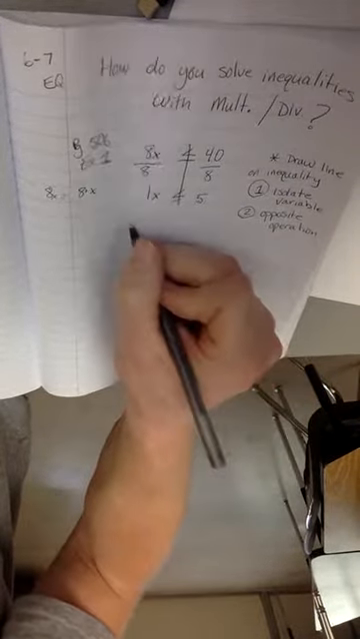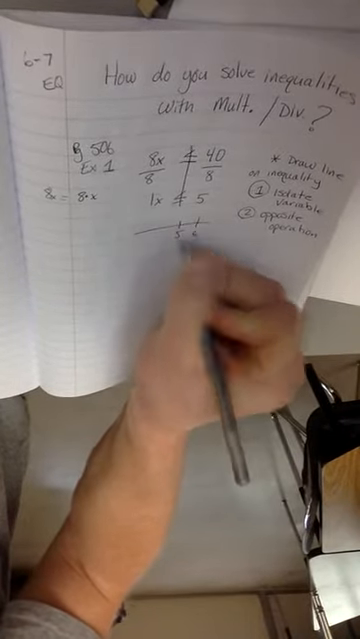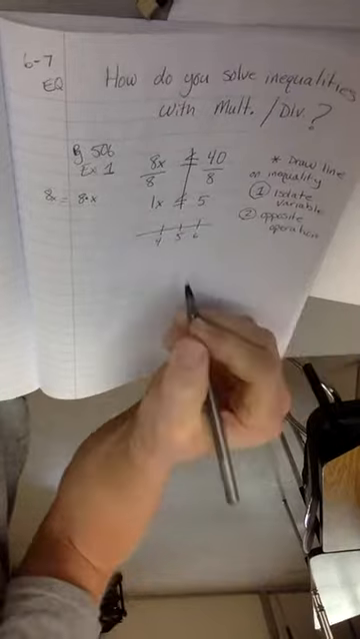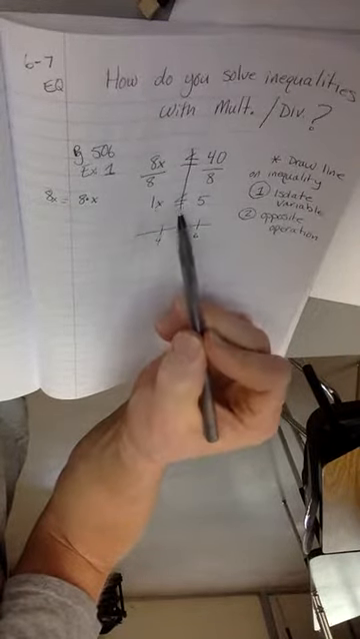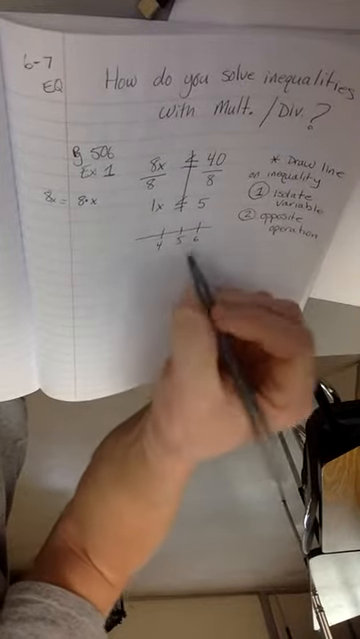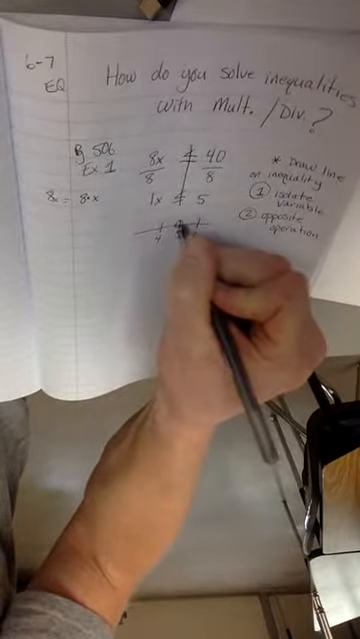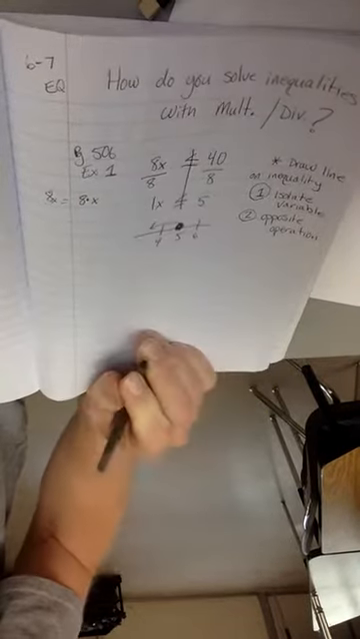We can graph this also. We would put a 5 here, a 6 here, and a 4 here. Since the variable's on the left-hand side, it's pointing the direction the arrow needs to go. This does have an equal sign, so we're going to go ahead and do a dot on the 5 with an arrow going that way.